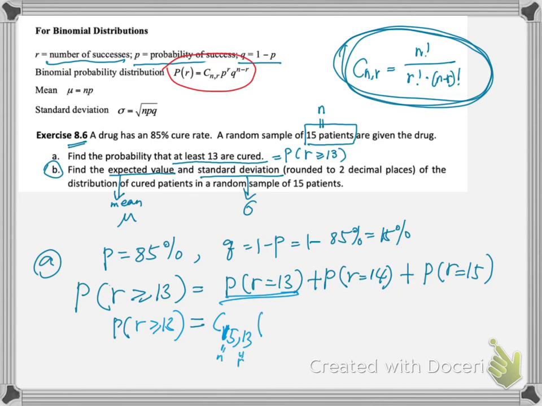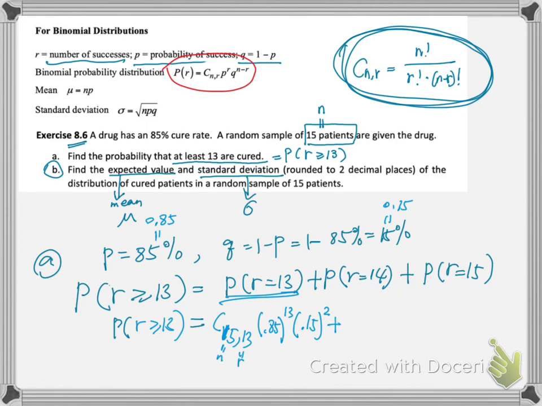And then we have the power of P. So this is 0.85 to the power of r, 13, and 0.15 to the power of 2. So 13 patients cured and 2 didn't, or maybe are pending. So that's r equals 13.